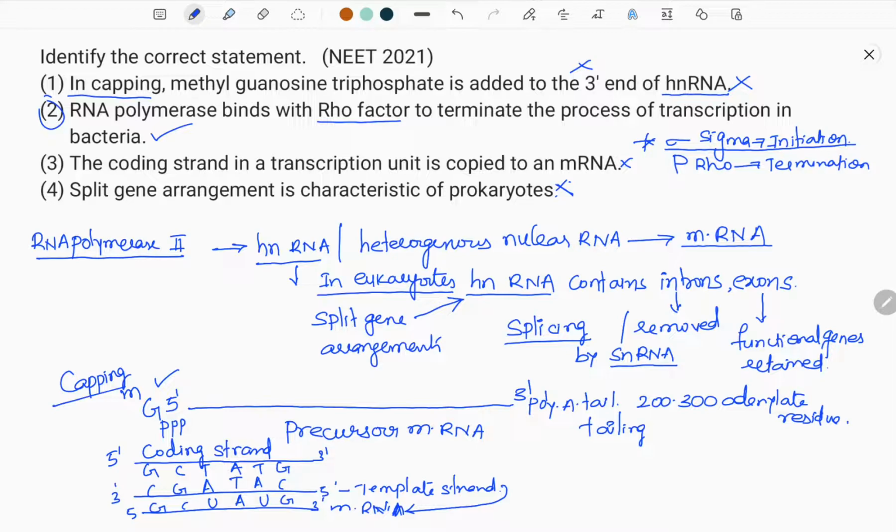So be ready. I request you to draw the diagram from the NCERT page and know exactly what the sigma factor is, and the symbols also. The sigma factor symbol and rho factor symbol you should know perfectly, and where capping is done, where tailing is done, what is snRNA, and what is the termination factor. What is the template strand, and why is it called the template strand? It is also called the antisense strand because it is complementary to the sense strand, and the coding strand is also called the sense strand. So this mRNA is formed from the template strand but not from the coding strand.